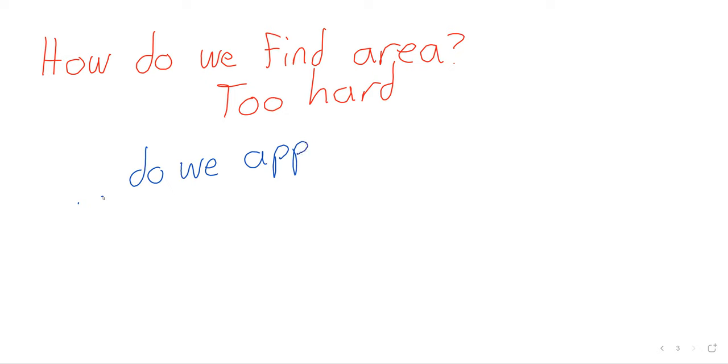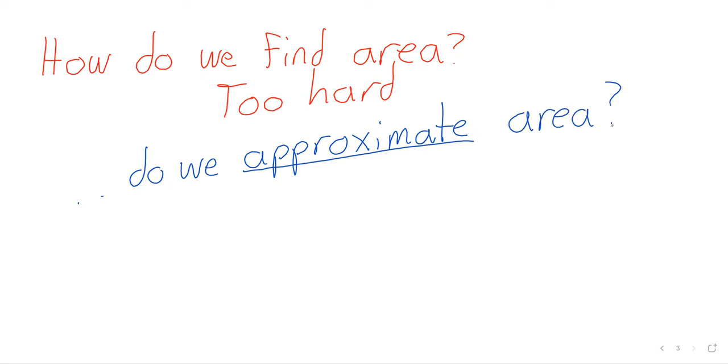So we'll ask an easier question. If finding the area is too hard, could we at least approximate the area? And this we can do. It's a pretty tedious process. We're not going to do this a lot in this course, but we should at least see the approximation process. And the approximation process uses a tool called Riemann sums.